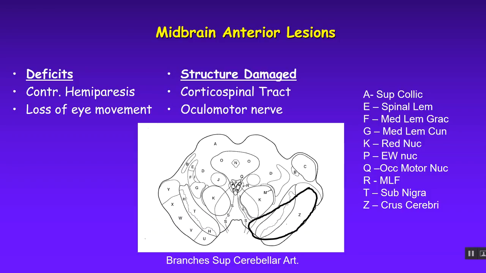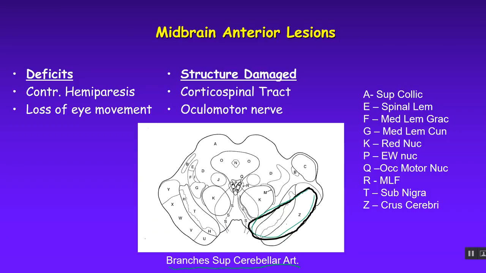But now we're moving into the midbrain. Midbrain, this is a little bit easier. Midbrain anterior lesions. So here's an anterior lesion in the midbrain. This typically is because of branches of the superior cerebellar artery being involved.